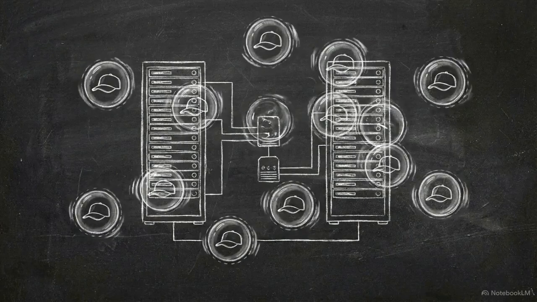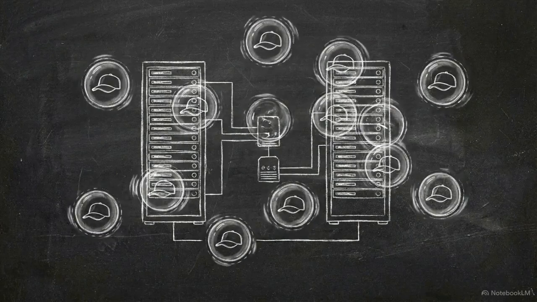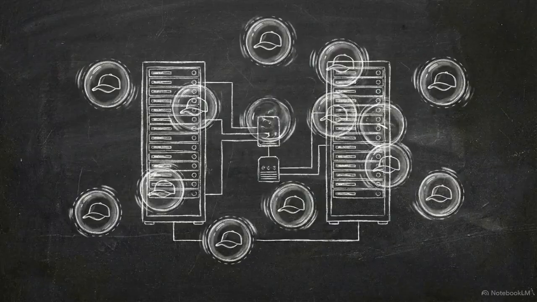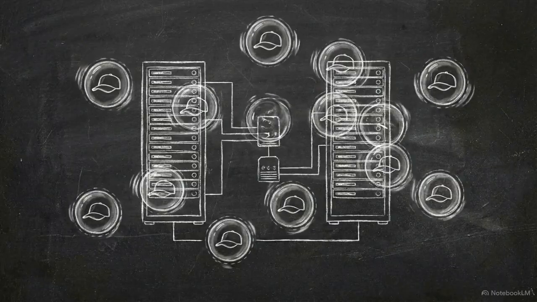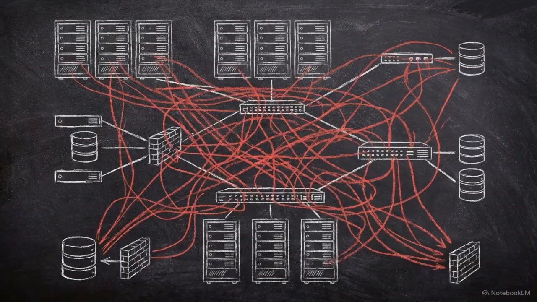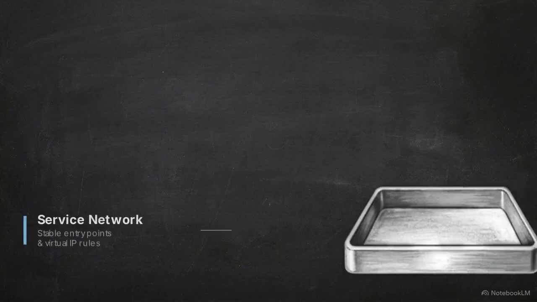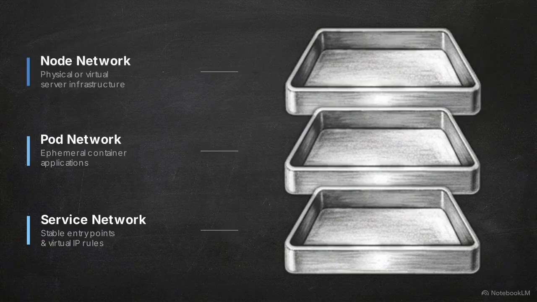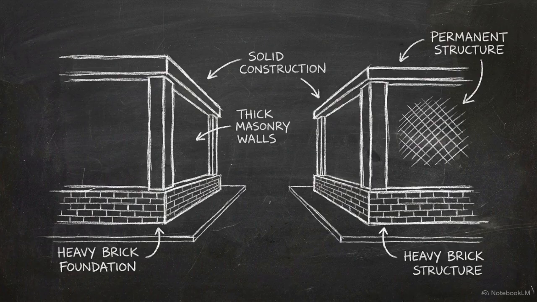Inside a running Kubernetes cluster, the environment is in a constant state of motion. Containers spin up, crash, and relocate in milliseconds, creating a highly chaotic routing environment across your servers. To manage this, Kubernetes splits its architecture into three distinct layers of reality. The foundation is the node network.